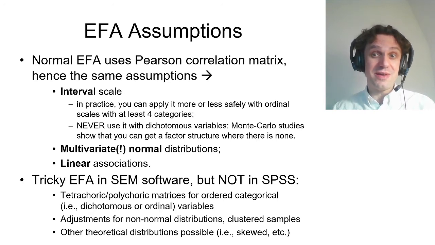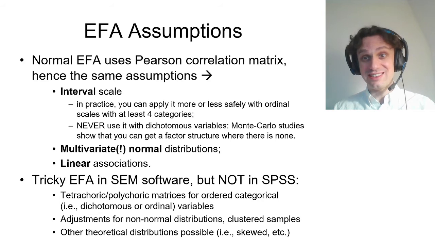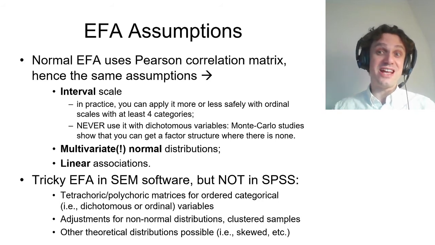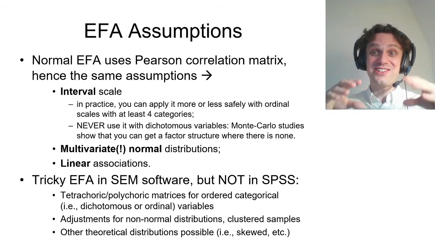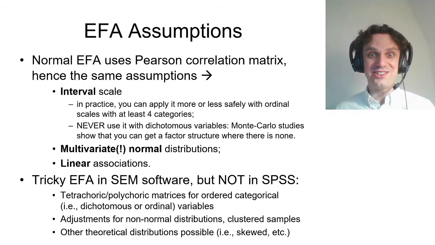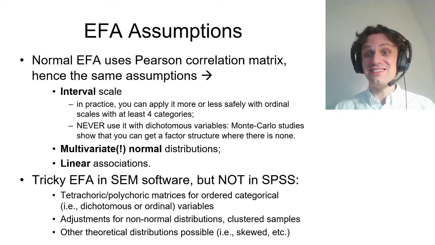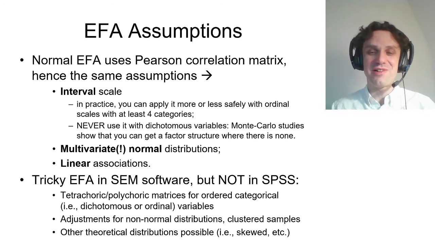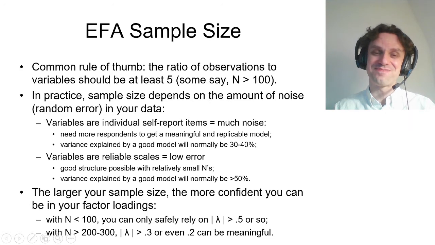And also other software packages like Amos and Mplus can make adjustments for non-normal distributions. They can make adjustments for clustered samples to avoid having aggregation bias in your factor structure. You can even do a two-level exploratory factor analysis to see what kind of factors are there at the level of individuals and at the level of groups. Mplus allows you to do it quite easily. And you can even model other theoretical distributions, like skewed distributions instead of normal. But of course, you probably will not need those advanced things. Just in case you need them, you can always be aware that they exist.